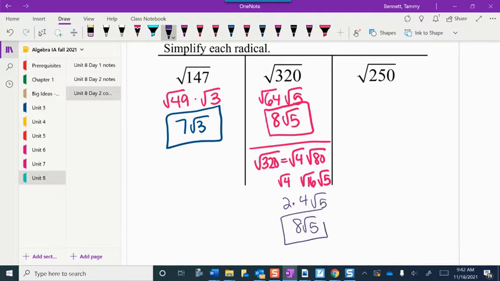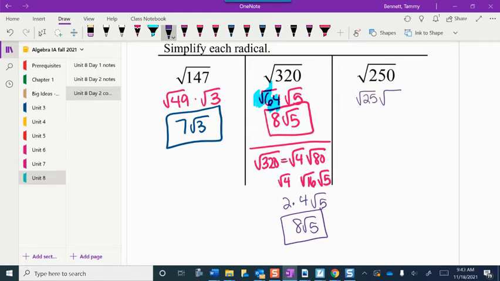So no matter what, you still get the same answer. But when you choose the biggest number first, it works out better. So choosing this square root of 64 was the best plan. Biggest square root that goes into it. All right, 250, I can see that divides by 25.